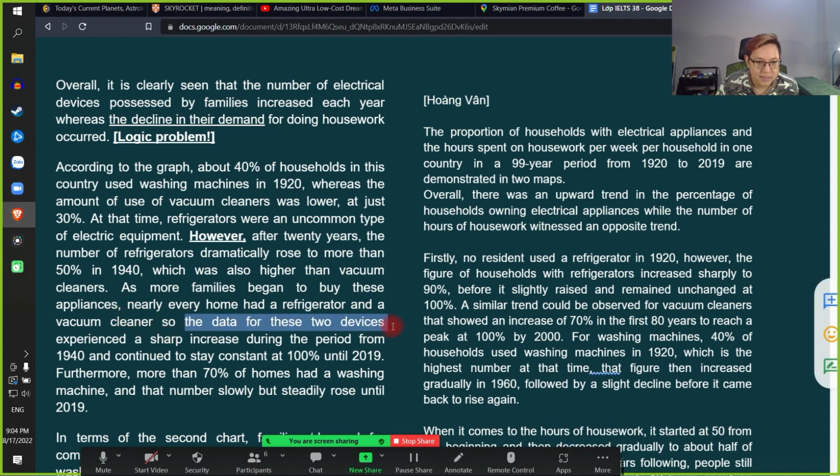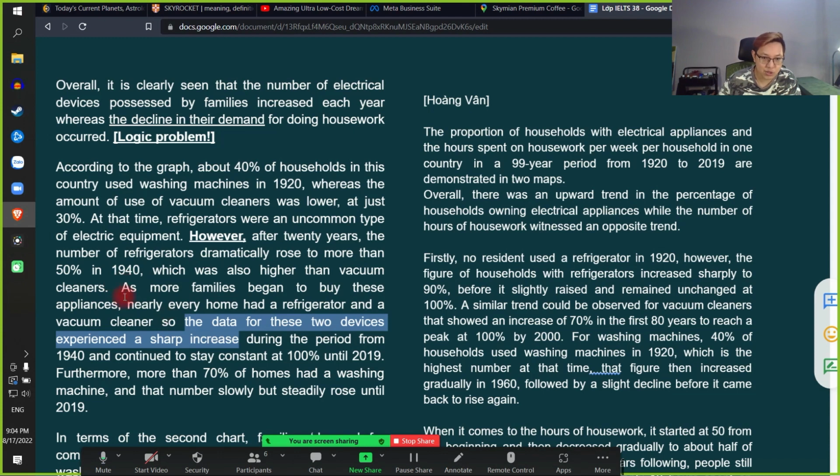Thông số cho hai cái thiết bị này nó trải qua một sự gia tăng mạnh, tức là mình có thể assume một điều, đó là gì? Các hộ gia đình ngày càng nhiều, hộ gia đình bắt đầu mua những thiết bị này hơn. Cho nên gần như mỗi cái nhà có một cái tủ lạnh và một cái vacuum cleaner. Đây là một cái điều giả định an toàn từ cái thông tin mà em nêu ra trên đây. Cho nên là điều chấp nhận được nha.